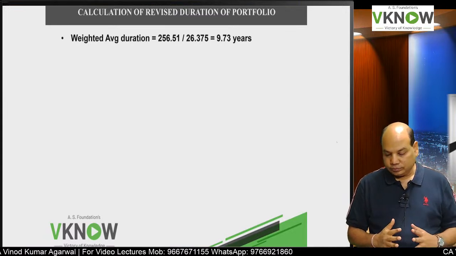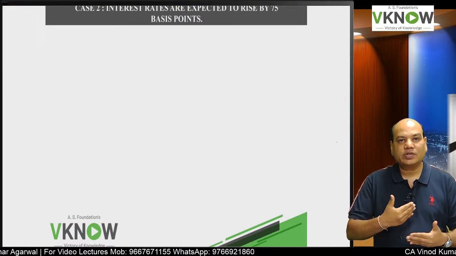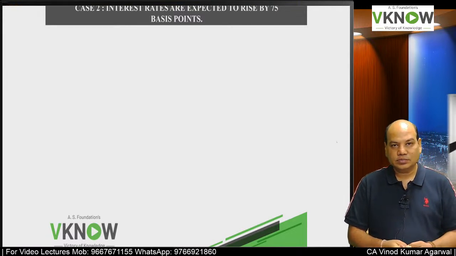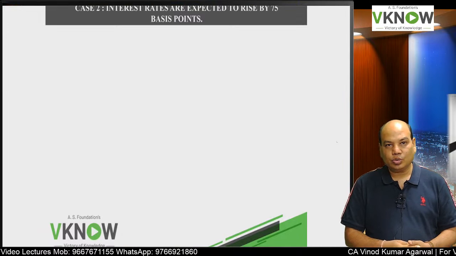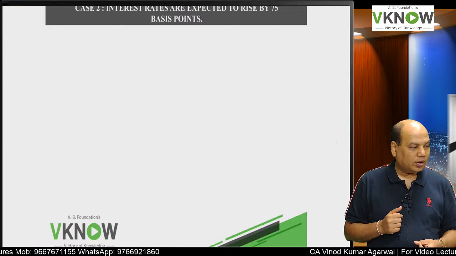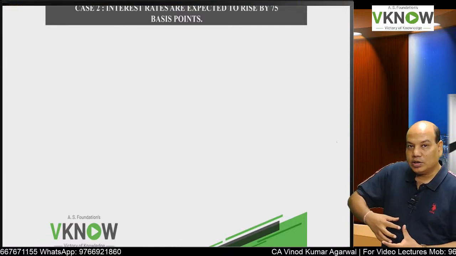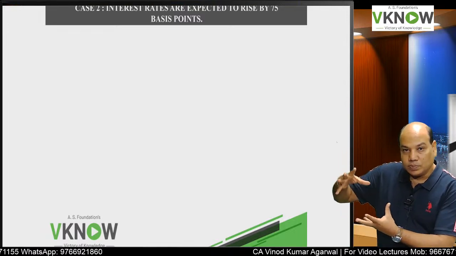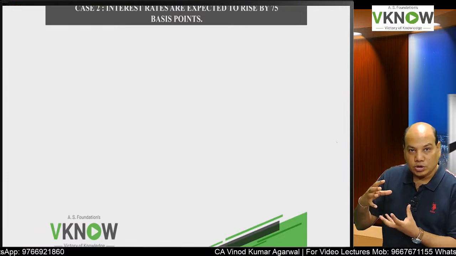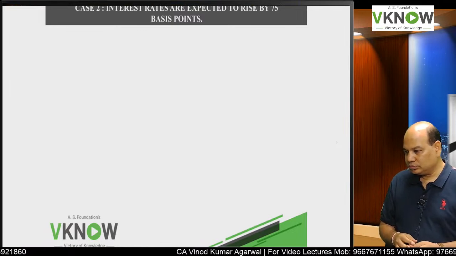Now, case 2 write down. Case 2, just reverse the answer now. Interest rates are expected to rise by 75 basis points. So if the market interest rate rises, bond price will fall. The bond price will fall more if the duration is more. So what should I do? Any suggestion?